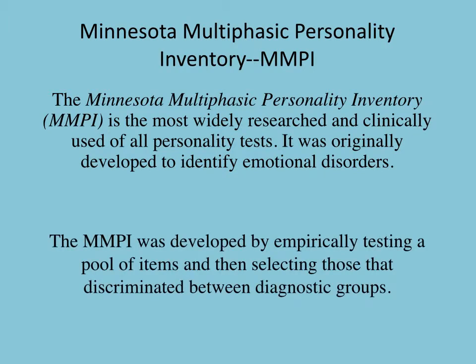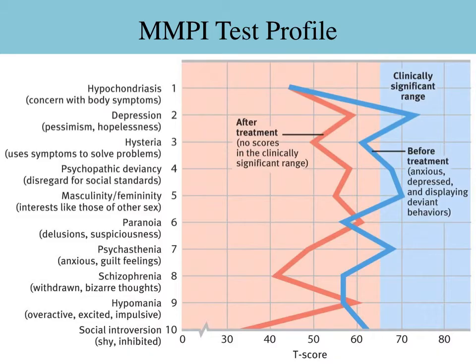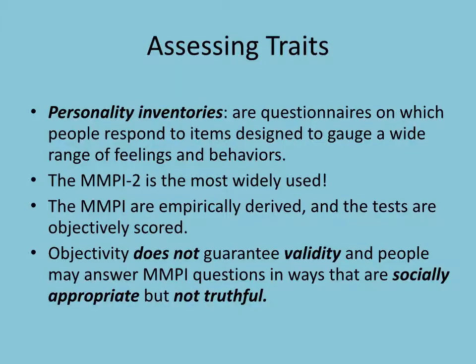Now, the MMPI was developed by empirically testing a pool of items and selecting those that discriminated between groups. With your MMPI, it breaks down like this: after treatment, before treatment, are you doing better, are you doing worse, those types of things. When we look at personality inventories, there are questionnaires about how people respond. The MMPI-2 is the most widely used for clinical. It's empirically derived, which means it's all research-based, and the tests are objectively scored, which means there's no observer bias, there's no halo effect, there's nothing at all. It's just straight up numbers.